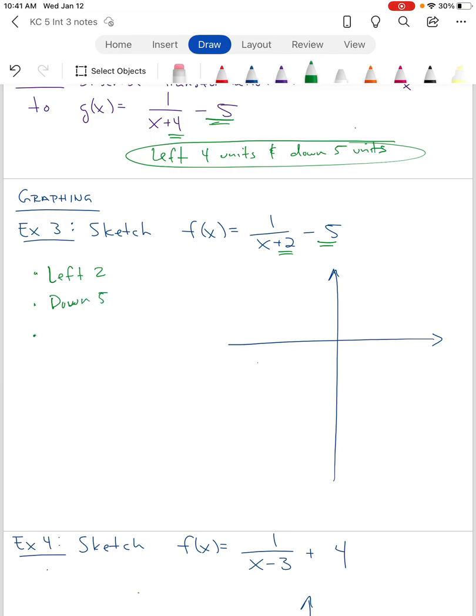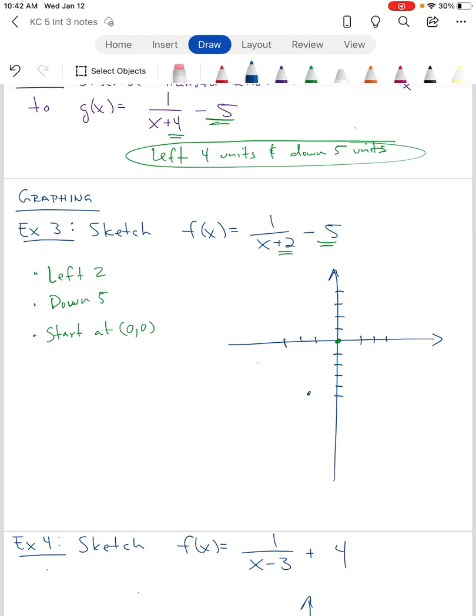Now, when you are graphing, you want to remember that you are going to start at 0, 0, okay? And that's at your origin right here. So I have a graph. I'm going to start right there, and I'm going to transform. So let me draw some lines on there. So I'm going to go left 2 from my origin. So 1, 2, and down 5.